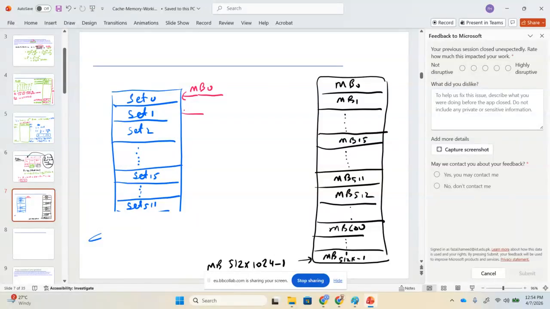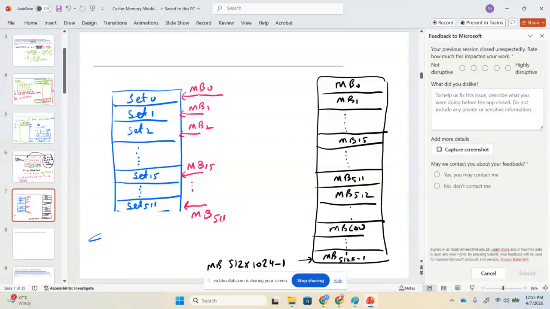Which block will be mapped to set number 1? MB1. Which block will be mapped to set number 2? MB2. Which block will be mapped to set number 15? MB15, and so on. Which block will be mapped to set number 511? MB511. Clear? Okay.